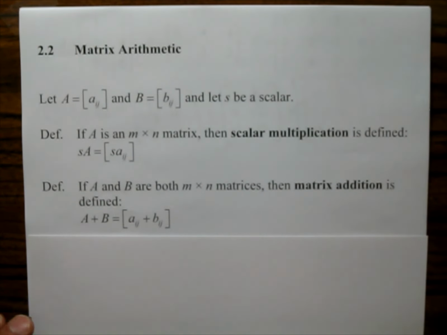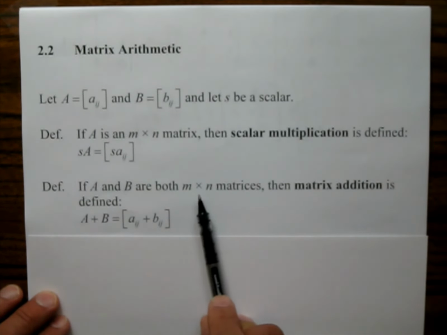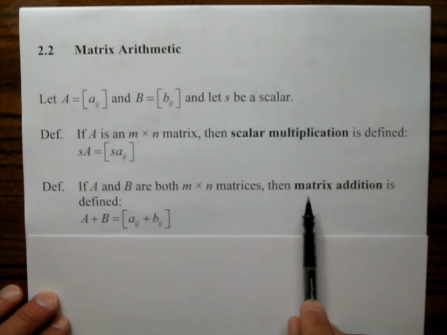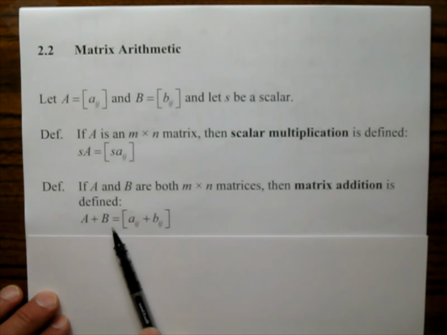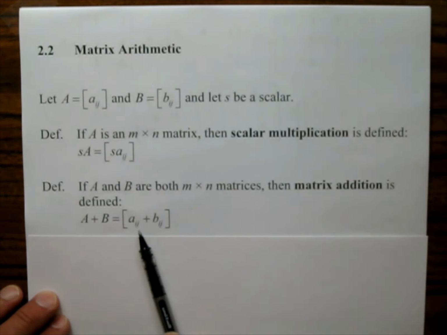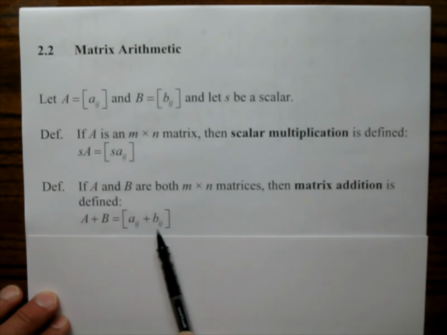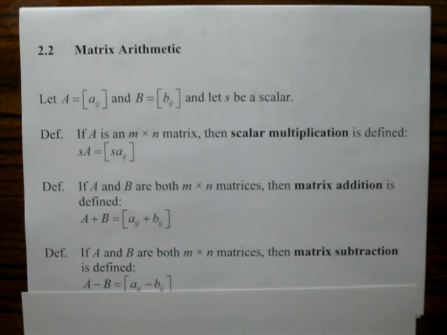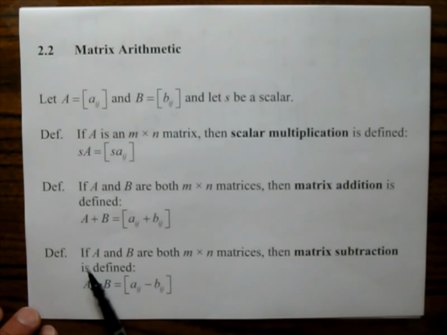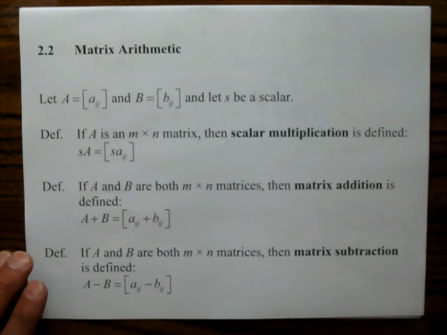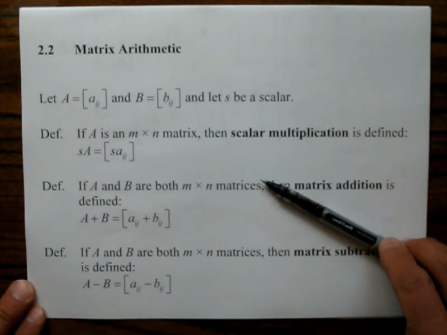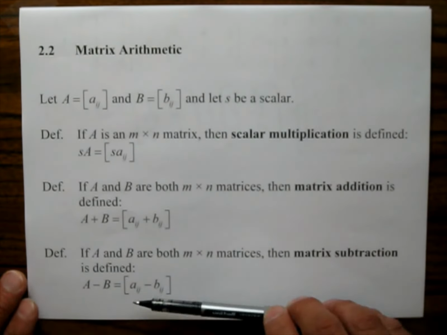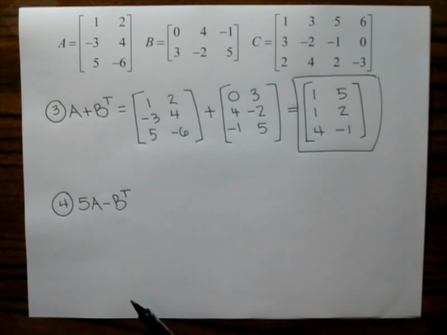Matrix addition. If A and B are both m by n matrices, so they have to be the same size, then matrix addition is defined like this. A plus B, you add the Aij element with the Bij, and that becomes the new element for that position. Matrix subtraction, which we have not done yet, you have to have the same size. It's defined very similarly. So don't get bogged down trying to memorize these symbol for symbol. Just try to do your homework. So here's matrix subtraction there.